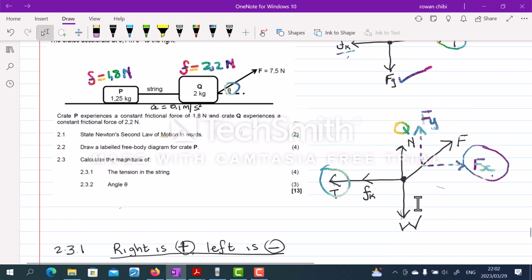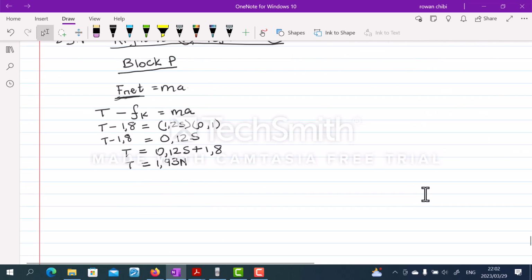How many marks was that? That was 4 marks. They will always give you a mark for writing the formula. So the first 1 mark is the formula. And then for substituting for your frictional force, there is also a mark there. And then for substituting for your mass and acceleration, there's also a mark there. And then lastly you have 1 mark. So that is how you get your 4 marks.